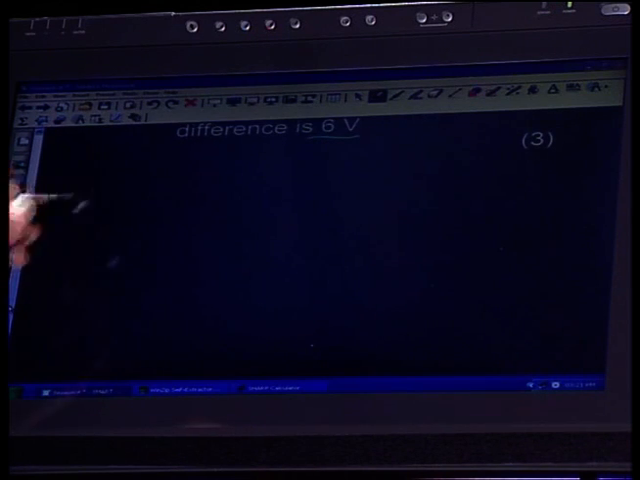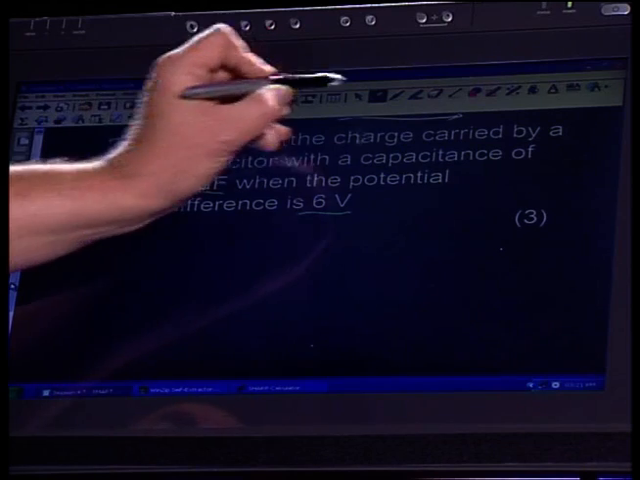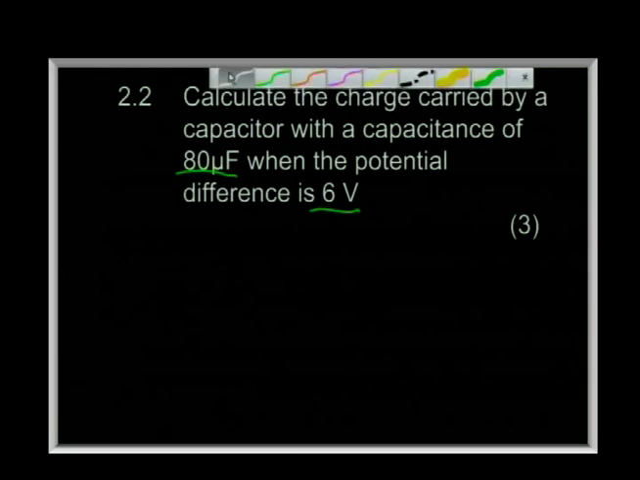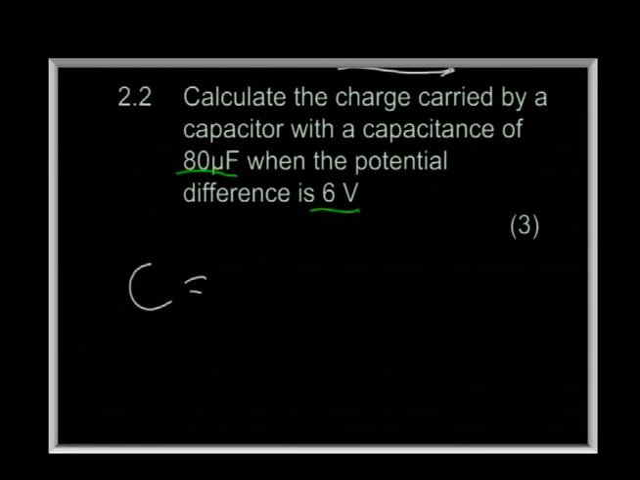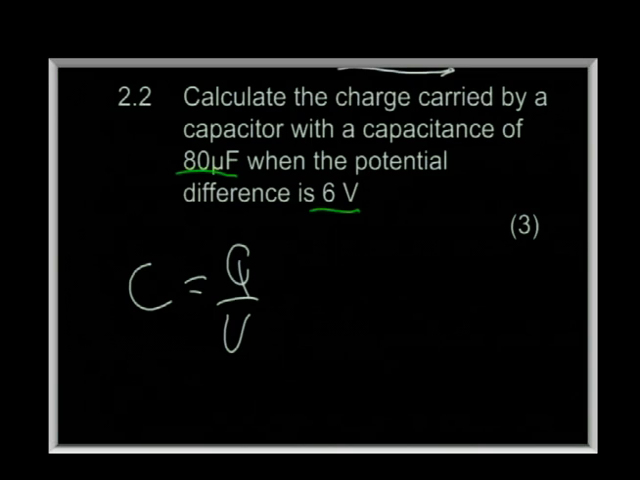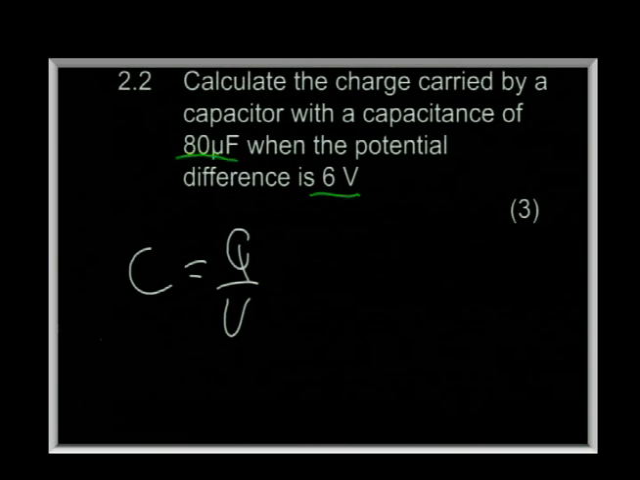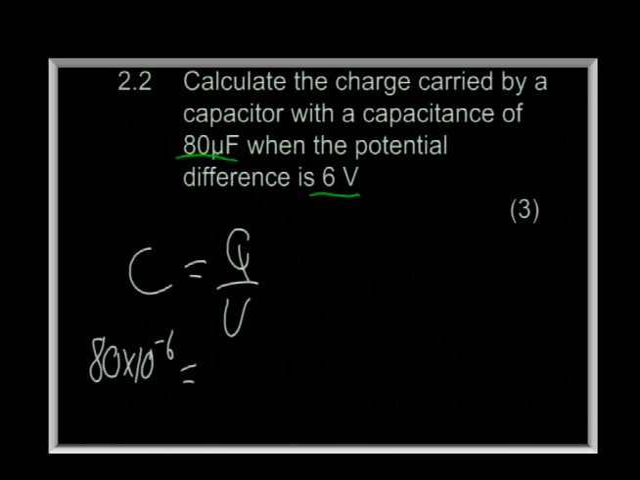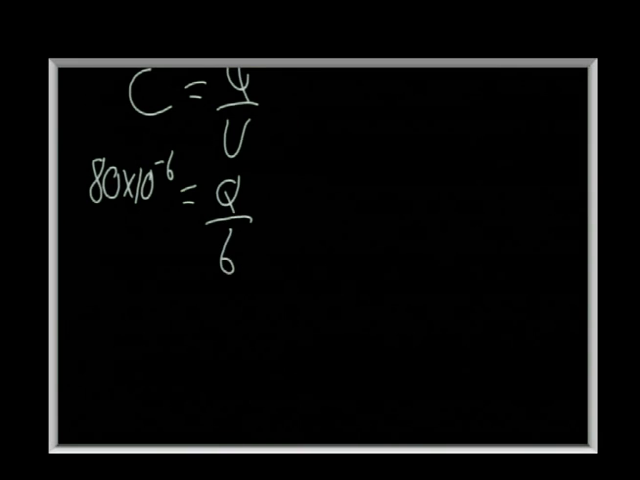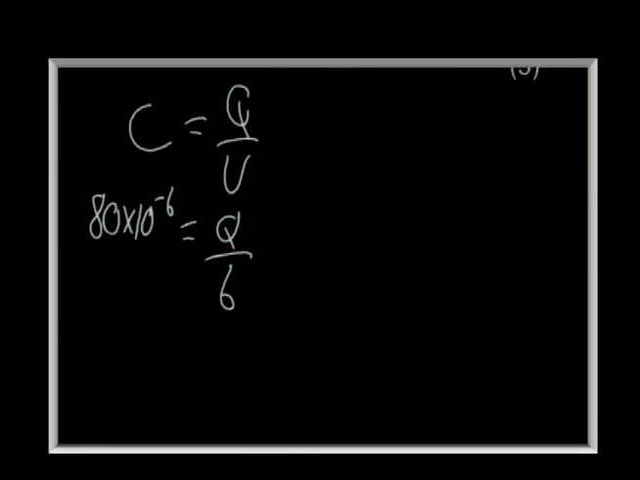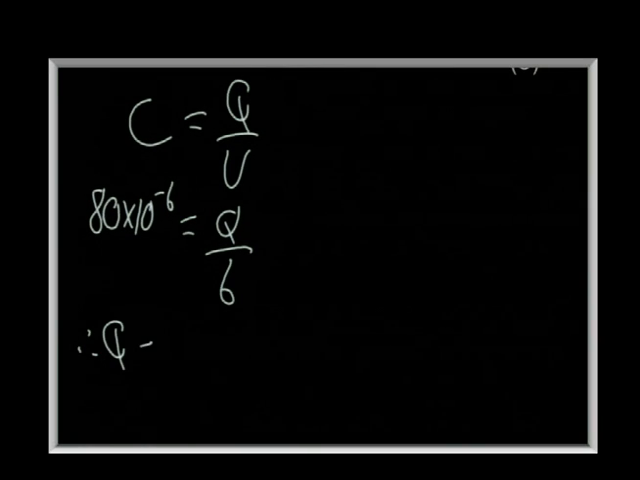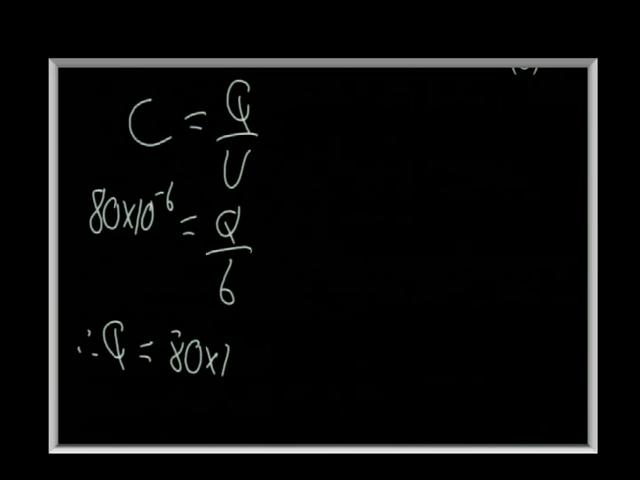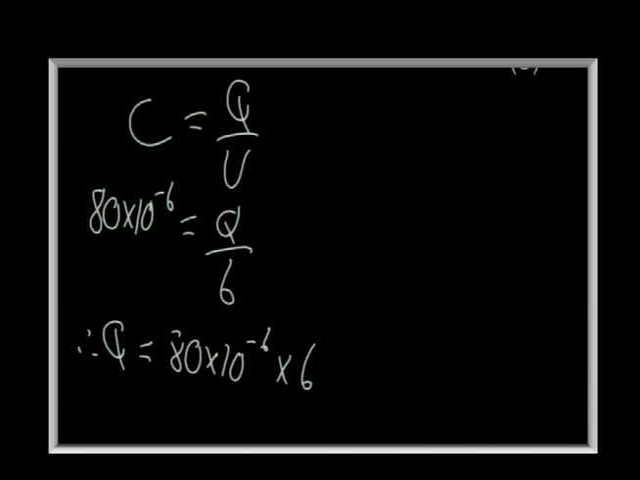We're going to use exactly the same formula, just make sure that we've got all the data written down. Capacitance is equal to charge divided by potential difference. So what was the capacitance? 80 micro, it's times 10 to the minus 6, is equal to the charge. That's what we want to find, Q. What about the V? The V was 6. Not difficult. Substitute it in. Therefore, Q is going to be 80 times 10 to the minus 6 times 6.